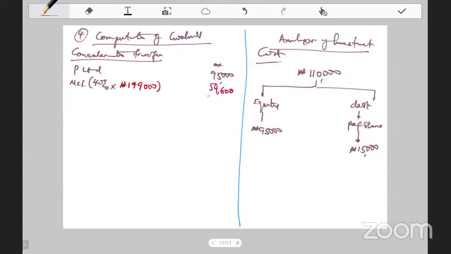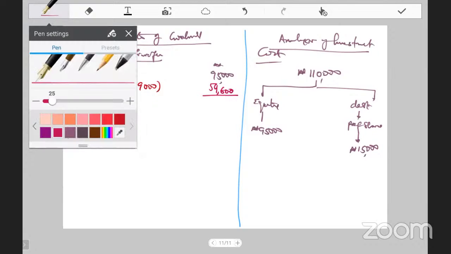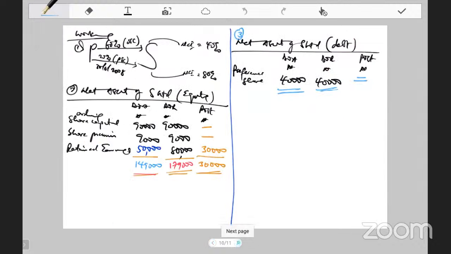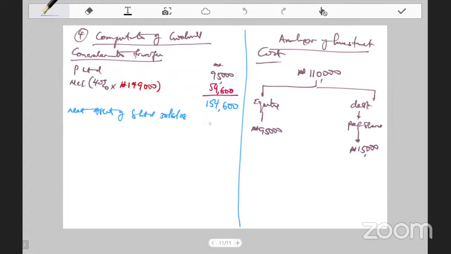Okay, what's the total consideration? That is how much? 154,600. So we now need our net asset of X Limited on the date of acquisition, which is 30/6/2008. So how much do I have for my workings? That is 149,000.